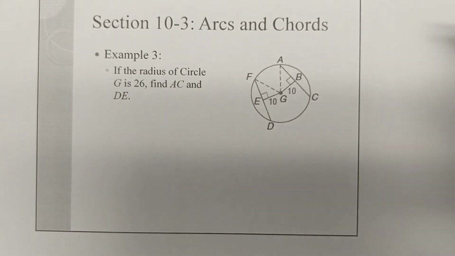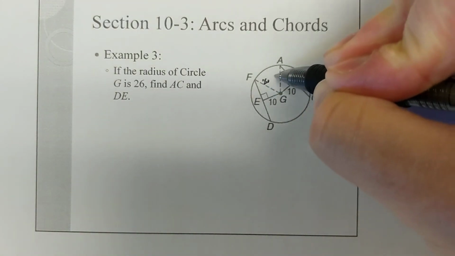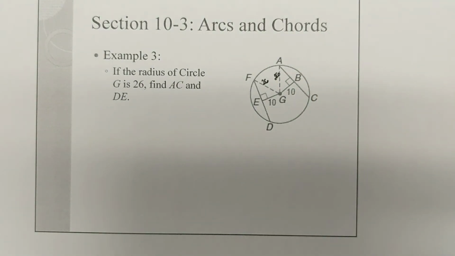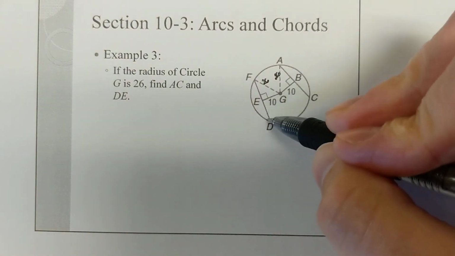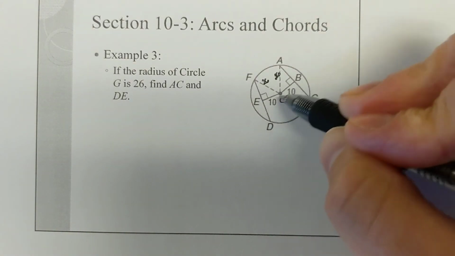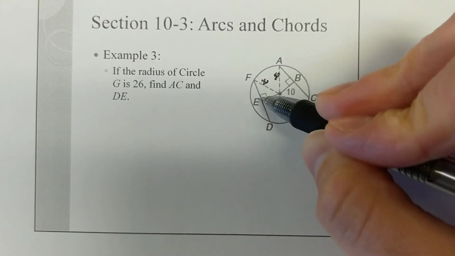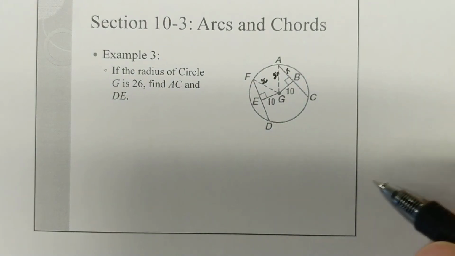So if the radius of circle G is 26, which means I can label FG as 26 and AG as 26, because they are both radii. Find AC, which is the full length there, and DE, which is that part there. Now, because these are equidistant from the center, AB and BC and ED and FE are all equal to each other. So I'm going to find this little piece there, and then use that to get everything else.